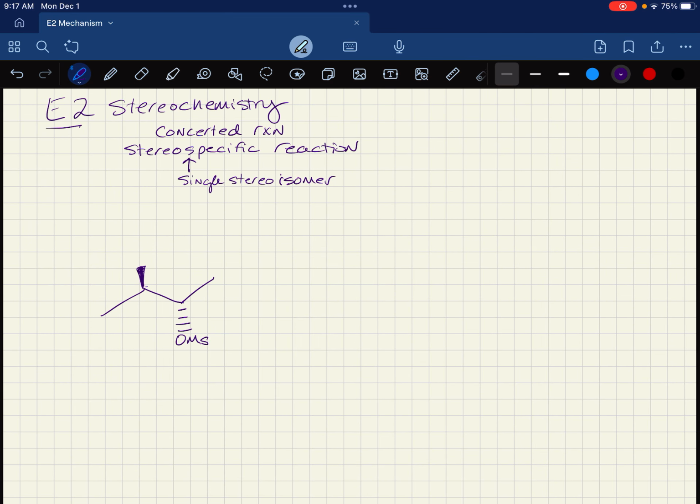And we'll talk about how to set that up so that you get the correct stereoisomer for the E2 mechanism. And this rule really only applies to the E2 because it is a concerted reaction. We'll talk more about the E1 stereochemistry in another video.